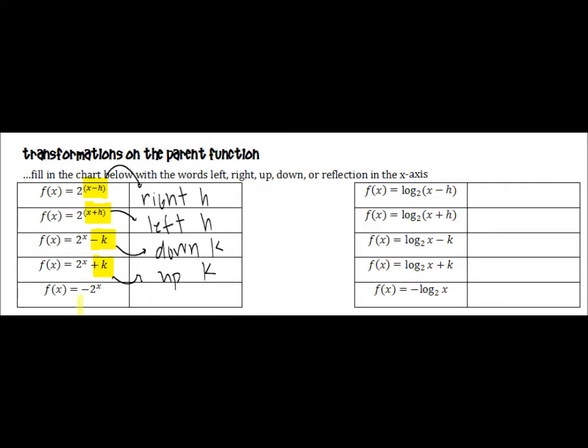This negative sign out in front, you guys know by now, is just a reflection in the x-axis. Go ahead and fill out this column on the right-hand side for logs.